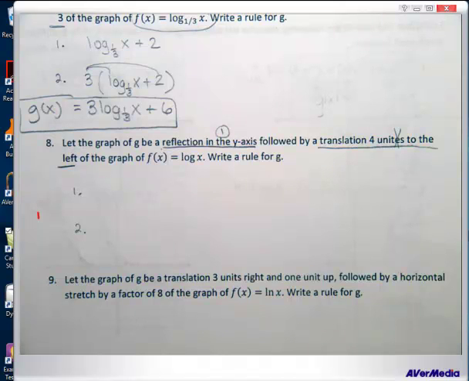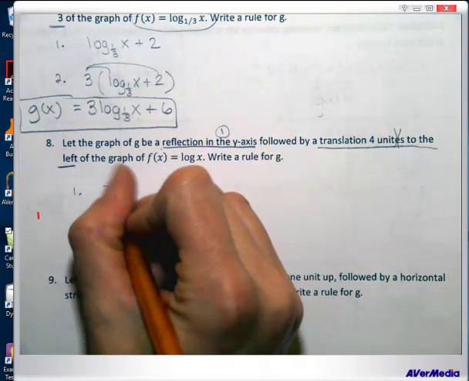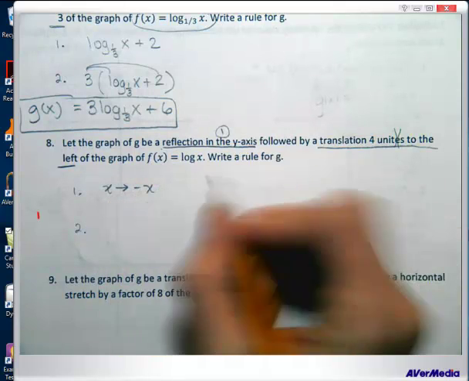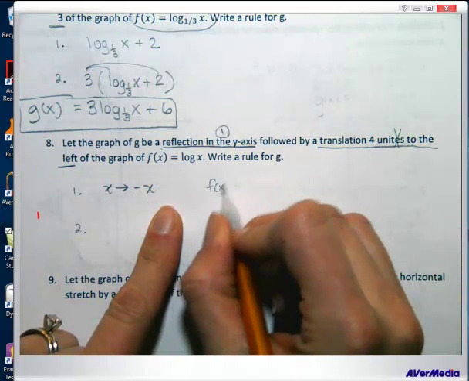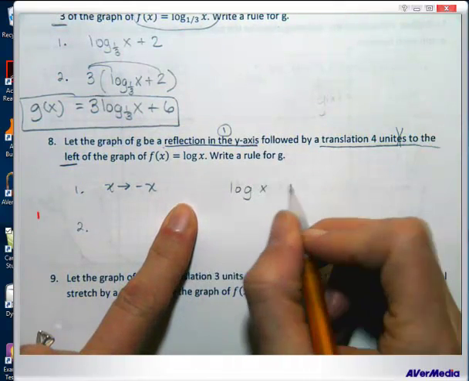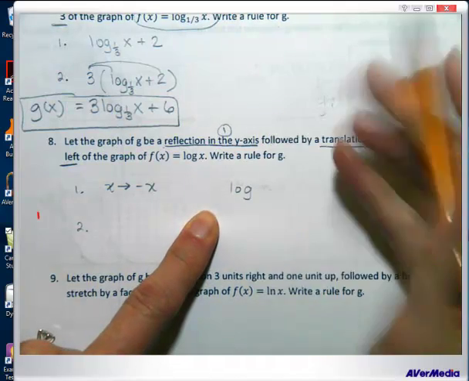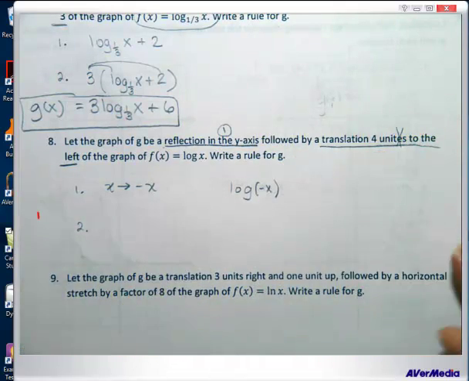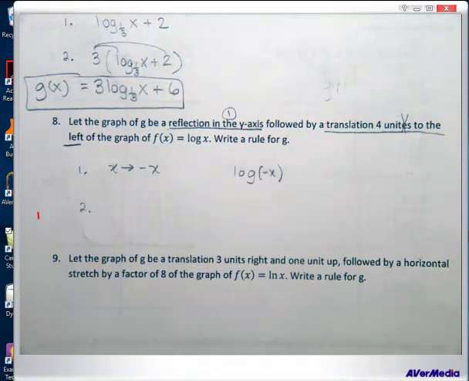Okay, so Brittany, what do I have to do if I want to reflect in the y-axis? On the inside. So the x actually, make myself a note, the x actually gets replaced with negative x. And so if I started with f, we won't even write the f of x because we know that's going to change to g. Log of x, I'm now just going to replace this x with a negative x. And usually what I do then is put parentheses around it. I don't know why, but just so it doesn't look like log minus x, even though that'd be wrong.